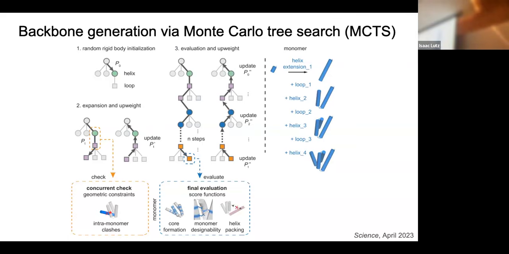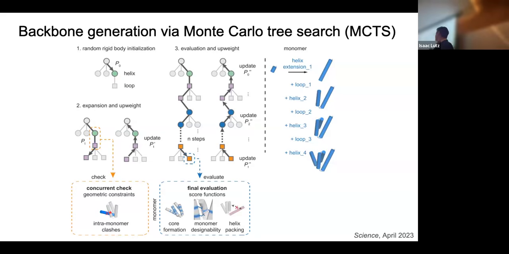But key to this is that at each step, we're doing some checks. We're checking geometric constraints, so we want to make sure that the structures don't clash with one another, and we have a function for that. And then at the very end, when we get down to a leaf at the end of a branch, we want to see a final evaluation by a set of score functions that describe, did this work well? Were we able to sample the protein that we wanted?